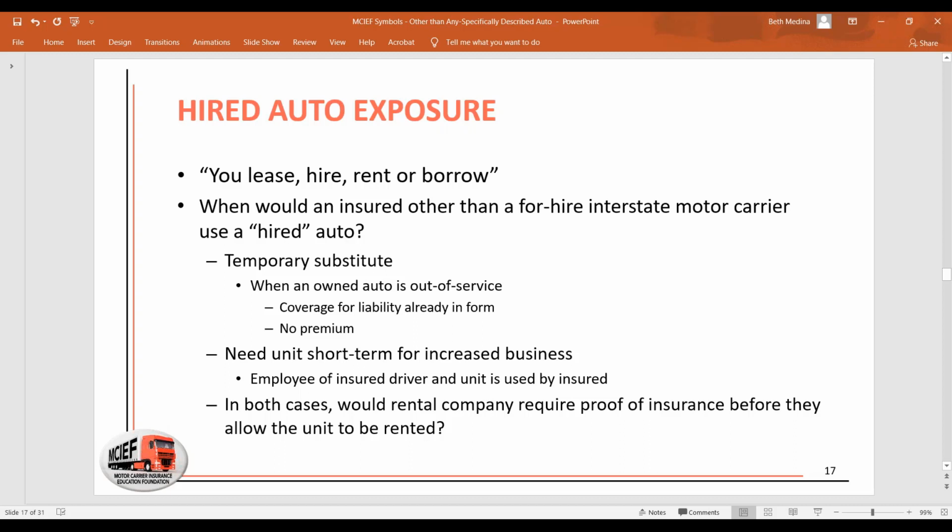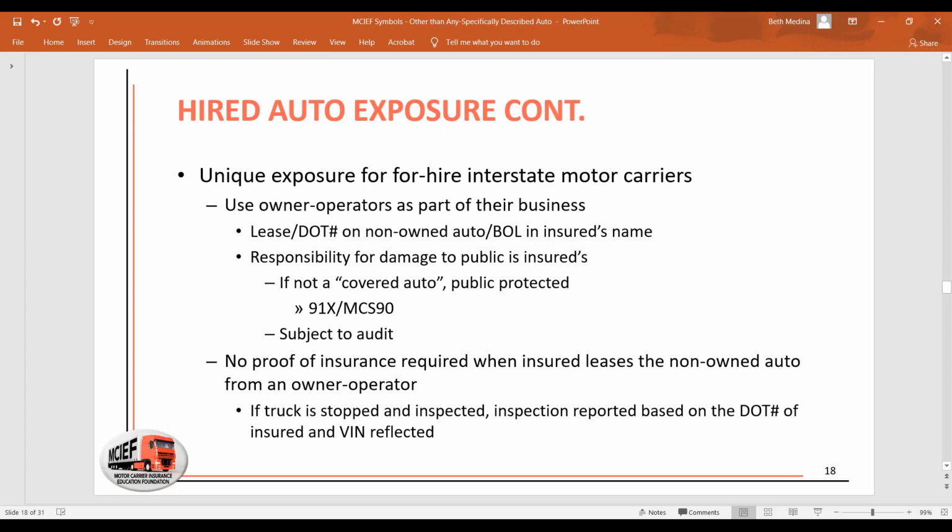So this is what you would have other than for-hire interstate motor carriers, because that's the unique exposure in the hired auto. For the for-hire interstate carrier, they use owner-operators as part of their business. The lease requires a DOT number on a non-owned auto. The bill of lading is in the insured's name, so it must be a written lease. The DOT number of the motor carrier must be on the side of the non-owned auto, and the shipping documents, the bill of lading, must be in the name of the insured, not the owner-operator.